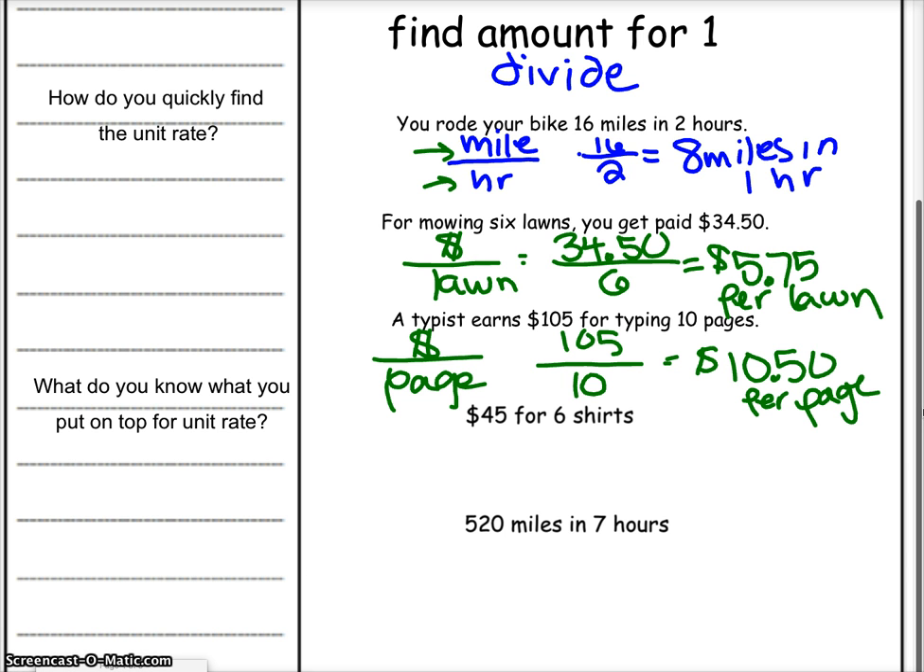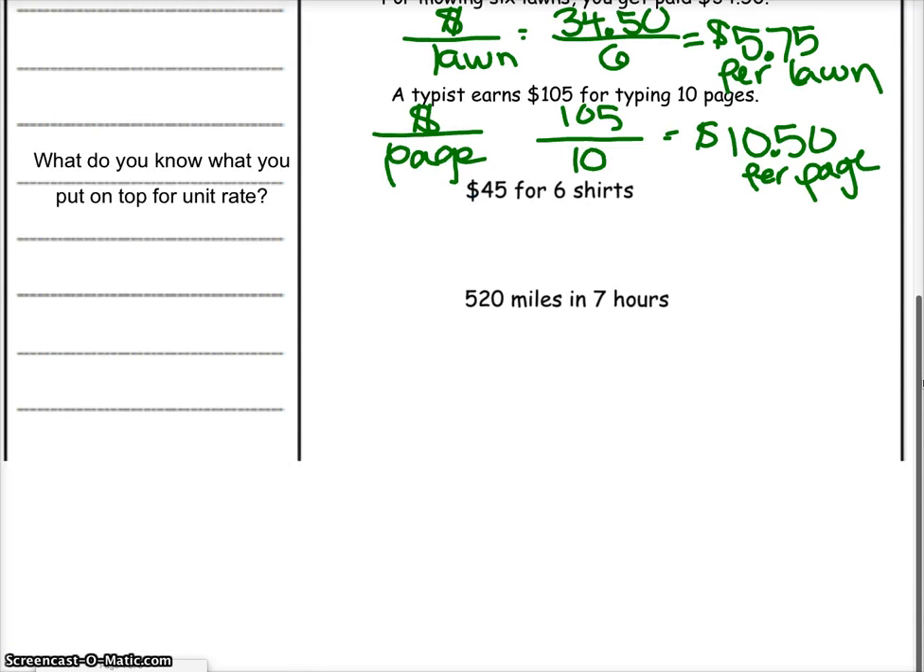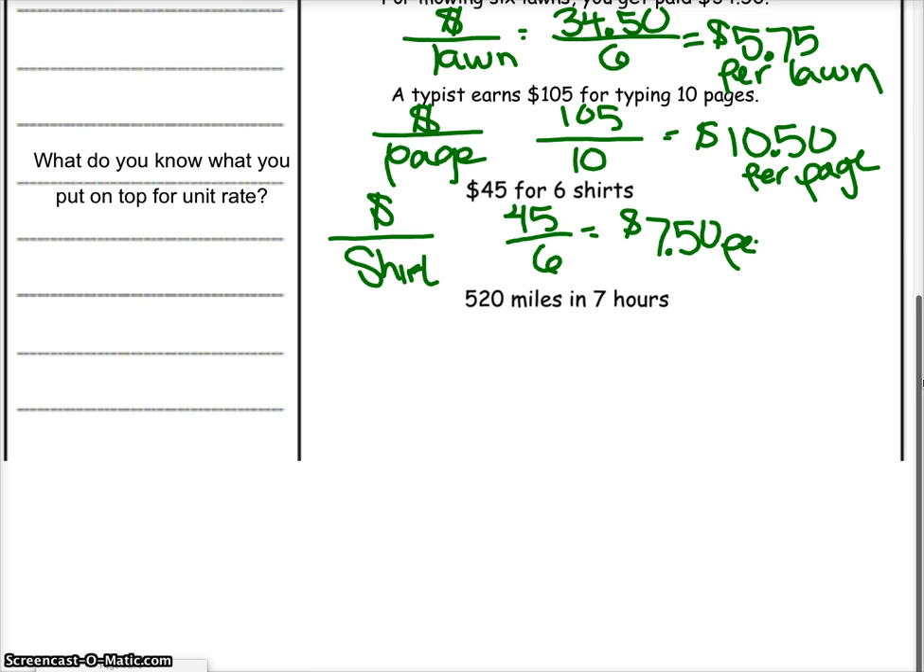$45 for 6 shirts. What do I want to know? What's my unit? What do I want to figure out? How much money for 1? Yep, I want to figure out how much for 1. So 45 for 6, I want to know how much for 1. So you do dollars per shirt. So I have $45 is to 6 shirts, which turns out to be $7.50 a shirt. $7.50 per shirt.